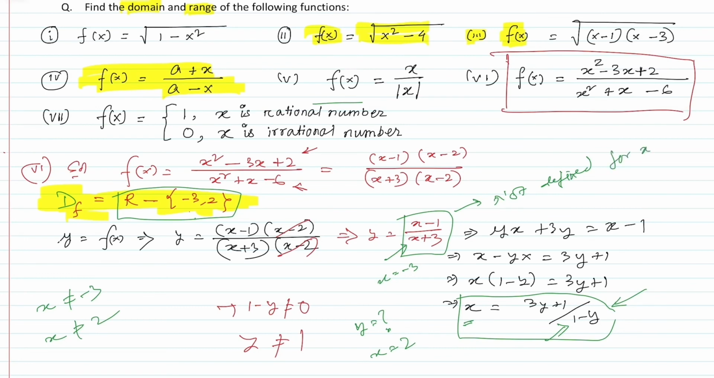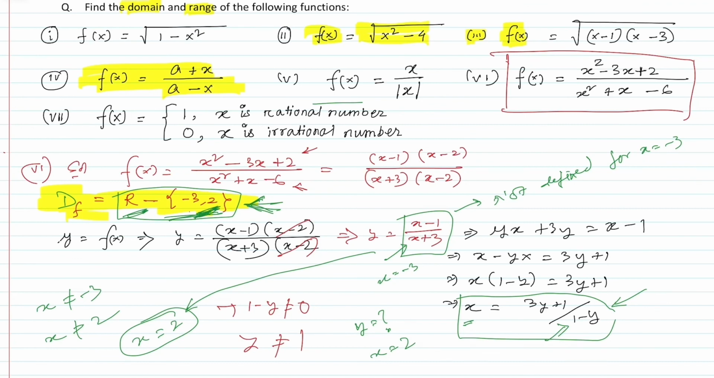Not defined for x is equal to minus 3. So here you see, this expression is defined for x is equal to 2, but we cannot take the value of x is equal to 2. If you see the domain here, 2 is not included in the domain, as this set is subtracted from the set of real numbers.